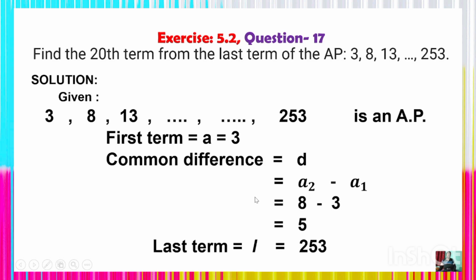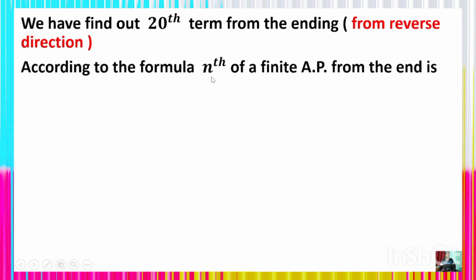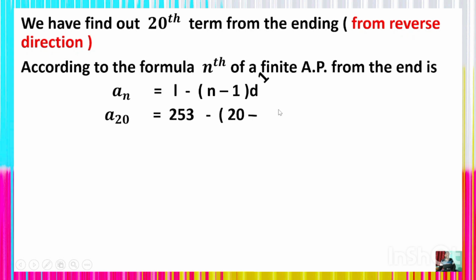So the last term is given, L is equal to 253. Here you can use an interesting, very simple formula for that. We have to find out the 20th term from the ending, from the reverse direction. So according to the formula, remember this is the most important formula: the nth term of a finite AP from the end is L minus (n minus 1) whole into D, right? Understand? So in place of L you can use the value. So 253 minus (20 minus 1) whole into 5, because the value of D is 5.